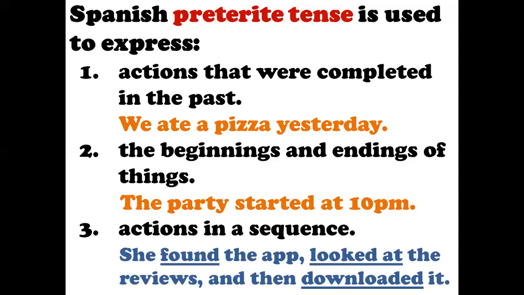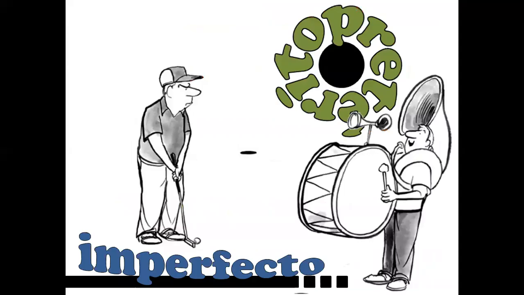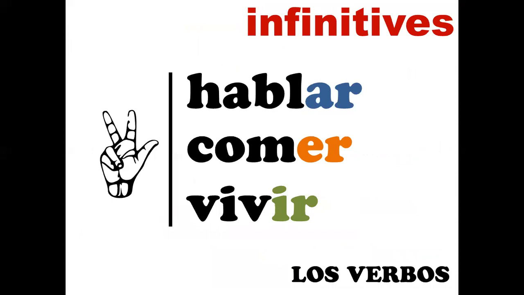Really, the simple way of explaining preterite is actions that were completed in the past. All of those really fall under that category. And we'll distinguish between preterite and imperfect in a future video. This is one of those areas of focus for native English speakers, something you have to practice to be able to use. But today we're just focusing on the preterite.